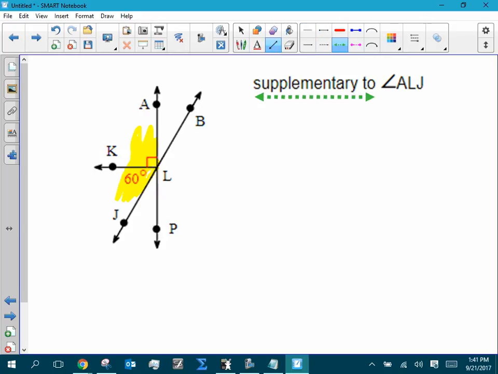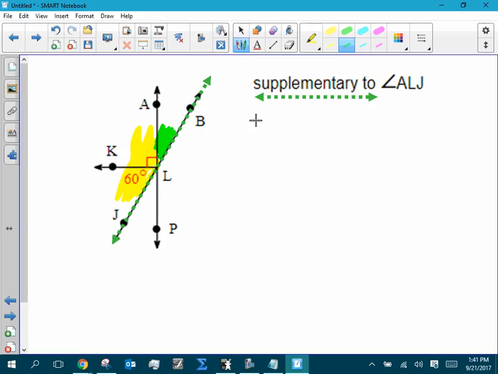Supplementary means they have to add up to 180, right? Well, one way of doing this is to remember that 180 visually is a straight line, correct? As an angle, okay? So if I'm looking at that line right there, what angle do I have to add to all this yellow so that I get that green line? It should be that angle there. Does that kind of make sense? Those two angles added together should give me 180.